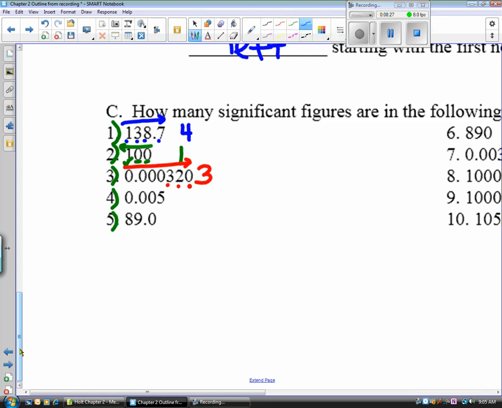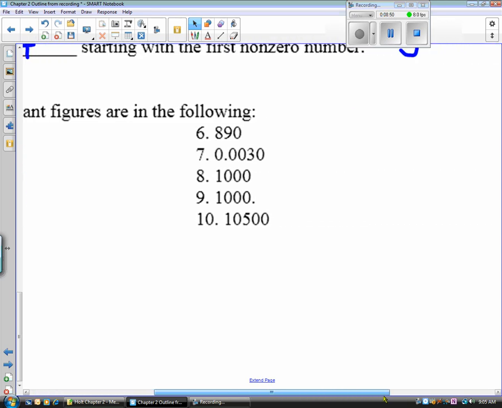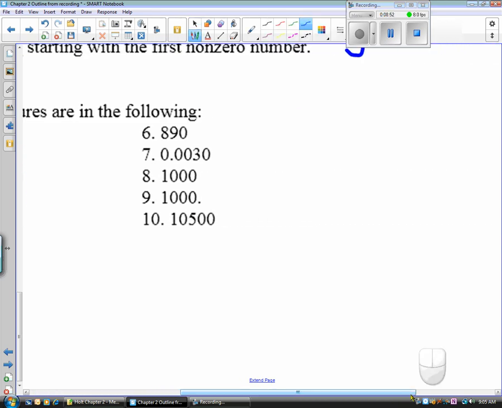Next one, again, a decimal point. We're going to go from left to right. Start counting the first number that's not a 0. I only got 1, just the 5. The last one here, 89.0. Go left to right. 1, 2, 3. That 0 is significant. It is important. It's measured because it has that decimal point there. It's exactly 89.0.